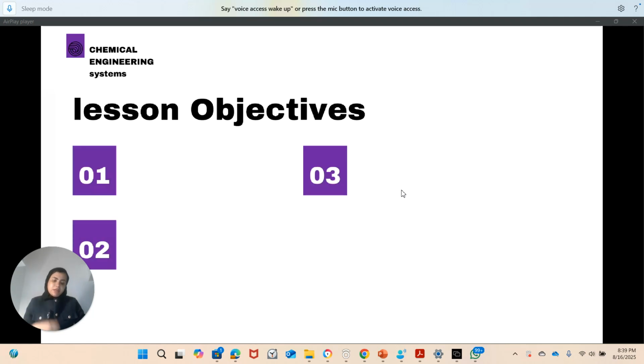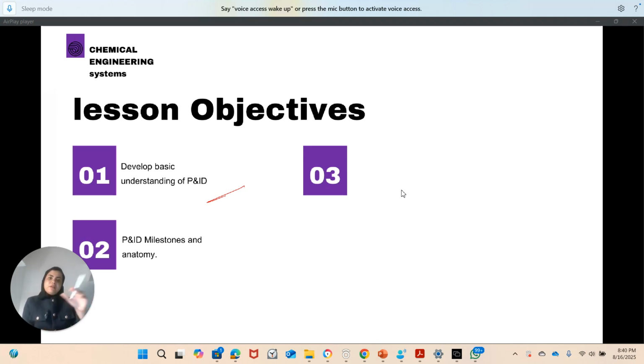So we will start with the lesson objective. The lesson objective of today's session is to develop a very generalized understanding of P&IDs, and then we will look into the P&ID milestones. So how the P&ID is being constructed within the different project gates, and also the anatomy of the P&ID. You have different elements within the P&ID, so how to read them, what do they mean? This general understanding is very important. And another objective is the difference between block flow diagram, process flow diagrams, and the P&ID.